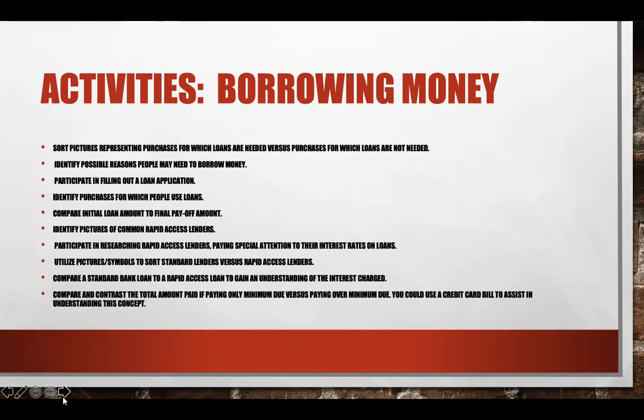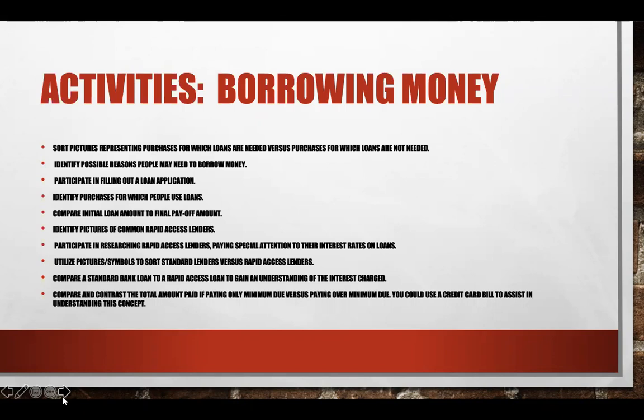So give them a little toolkit if they're transitioning from high school to the workforce or to a college. You may want to give them a money toolkit that has all these different samples and all these different things that will help them be successful outside of your school.